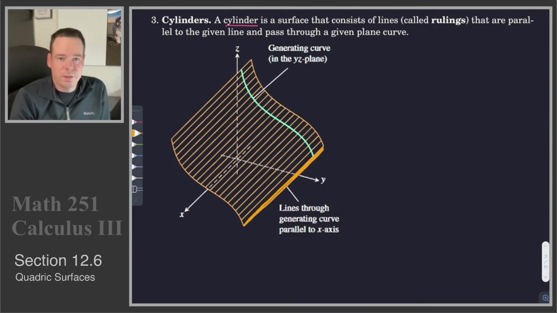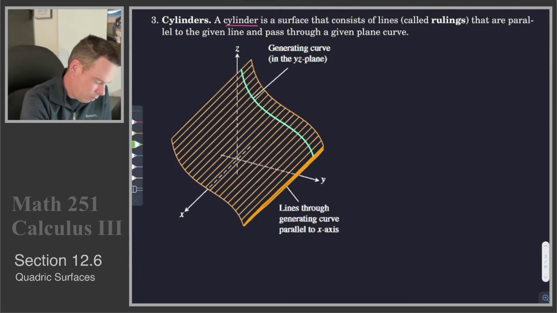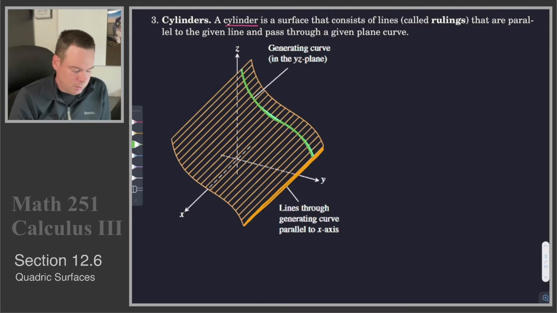All of the other orange lines are parallel to it. And all of the orange lines as a whole pass through a given plane curve, namely this green curve along here, or greeny bluey kind of curve along there. And so this is what's known as a cylinder.